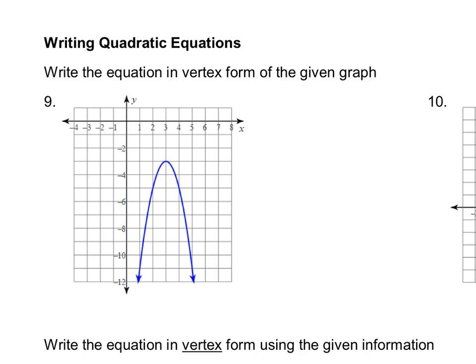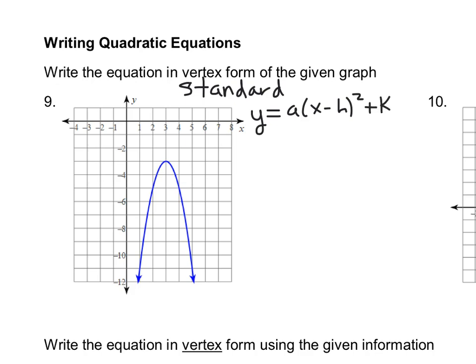All right, so in this problem, problem number 9, you have to write the equation in vertex form for the given graph. And in addition to that, I'm also going to have you write it in standard form. The one thing that you need to make sure you understand for the test is the difference between these two forms. Okay, vertex form is the form y equals a times x minus h, the quantity squared, plus k.